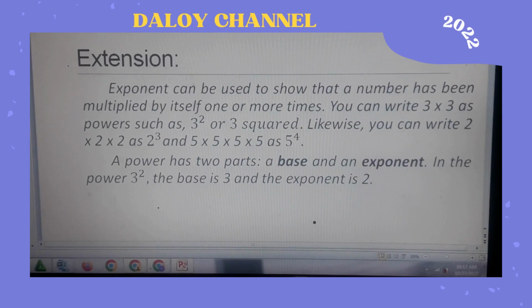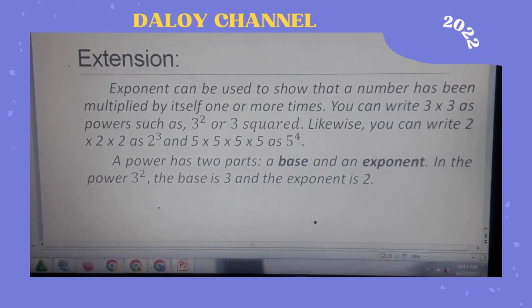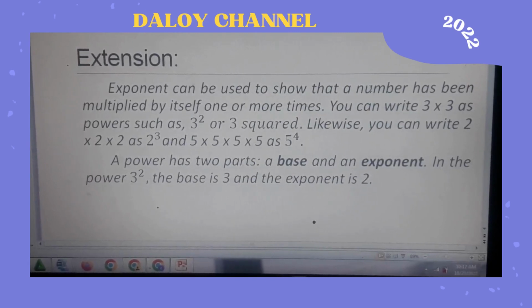The power has two parts, the base and an exponent. So in the power 3 to the power of 2, the base is 3 and the exponent is 2.